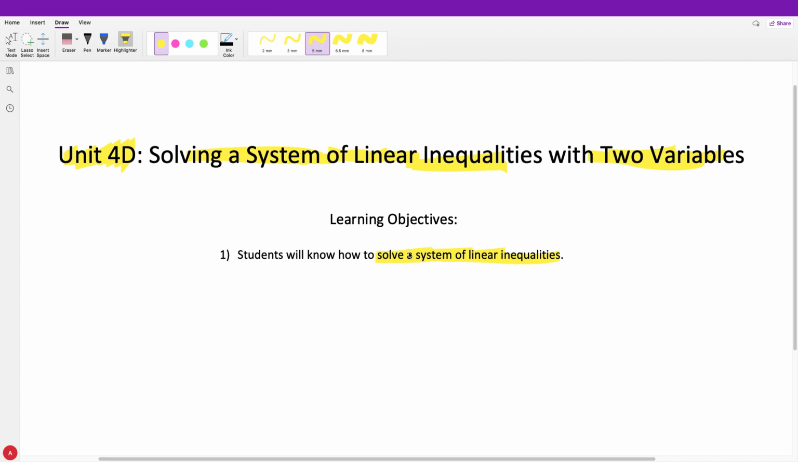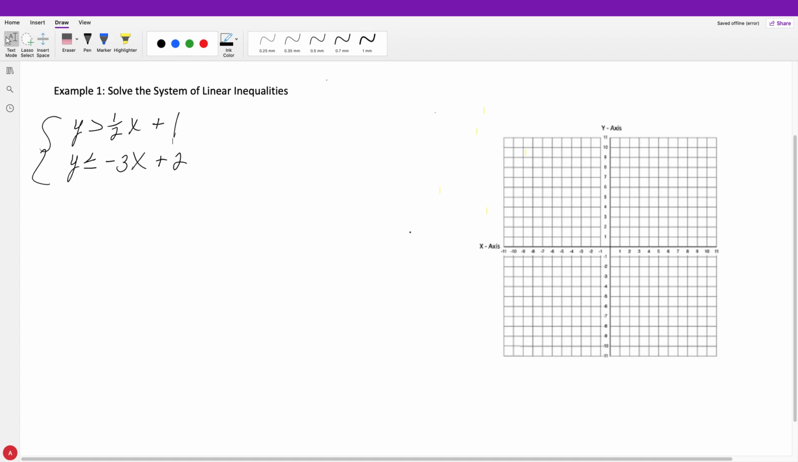And all we're going to do now is just go over two examples of graphing and solving systems of linear inequalities with two variables. All right, so the first example we're going to do is we're solving the system of linear inequalities, and we're given these two graphs. y is greater than 1 half x plus 1, and y is less than or equal to negative 3x plus 2. So when we do this, all we're going to do is graph each of these graphs individually. So this first one I'm going to do in red.